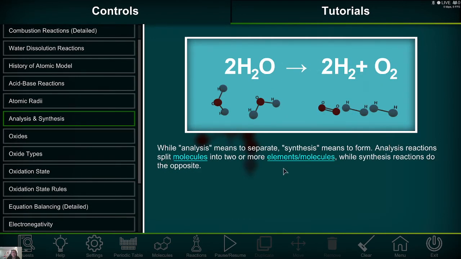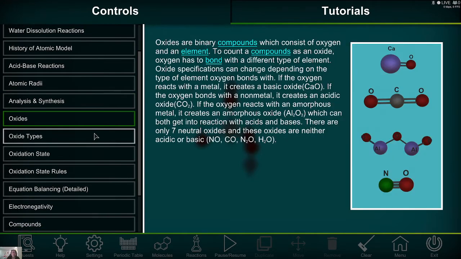While analysis means to separate, synthesis means to form. Analysis reactions split molecules into two or more element molecules, while synthesis reactions do the opposite. Oxides are binary compounds, which consist of oxygen and an element. To count a compound as an oxide, oxygen has to bond with a different type of element.